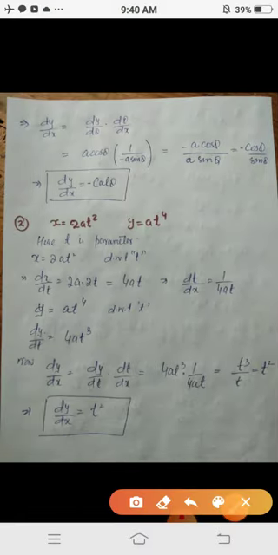Now you know that dy by dx is dy by d theta into d theta by dx. Here dy by d theta is a cos theta. d theta by dx, by taking the reciprocal of dx by d theta, is 1 upon minus a sin theta. This a cancels, we simply get minus cos theta upon sin theta. That is, dy by dx is minus cot theta. So this is the derivative for this parametric function, where this theta is a parameter.